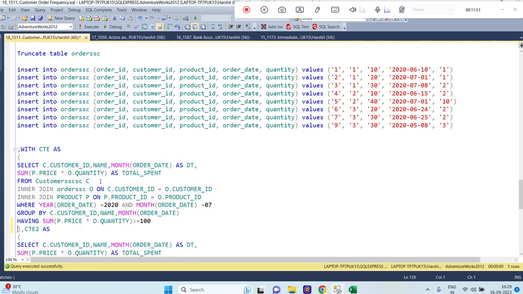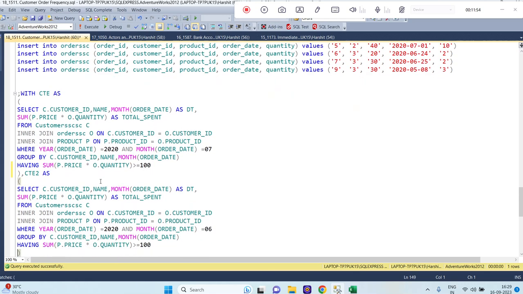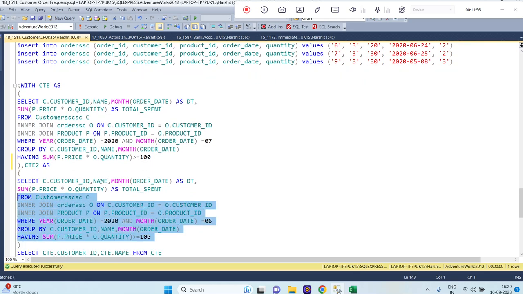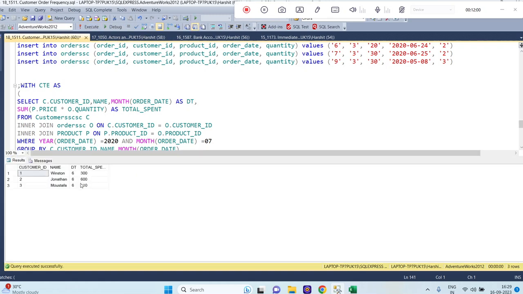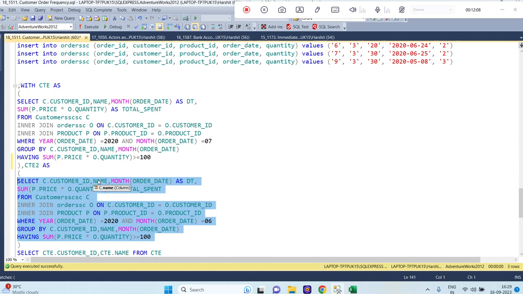Now the same thing we need to check for the month of June. Again, if you see over here, in the month of June three customers have done more than $100 of expenses. Now what we need to do?